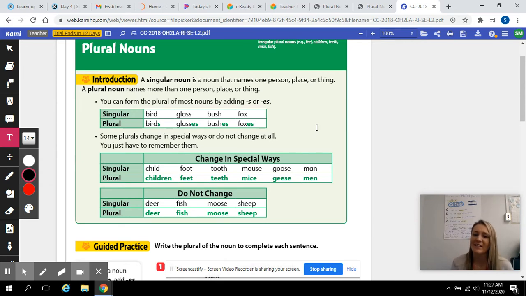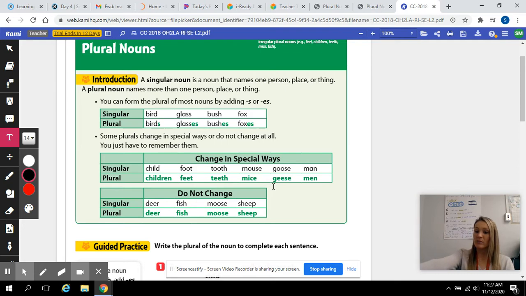I'm trying to think how I want to word this. I wouldn't say I have 2 foot. You would say I have 2 feet, okay? So foot would be feet, making it plural. You wouldn't say, look at all my tooth. You would say, look at all my teeth.